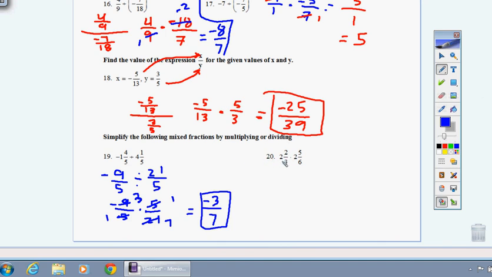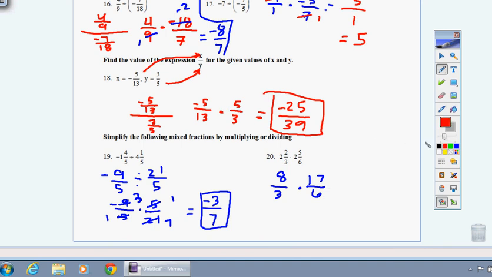Alright, lastly, number 20, I have 2 and 2/3 times 2 and 5/6. Let's convert these to improper fractions. 2 times 3 is 6, plus 2 is 8. So I have 8/3 times 2 times 6 is 12, 12 plus 5 is 17, times 17 over 6. Again, remember, this denominator matches this denominator, and this denominator matches this denominator. So, is there any place I can simplify? Can I reduce 8 over 3? No. What about 17 over 6? I can't reduce that either.